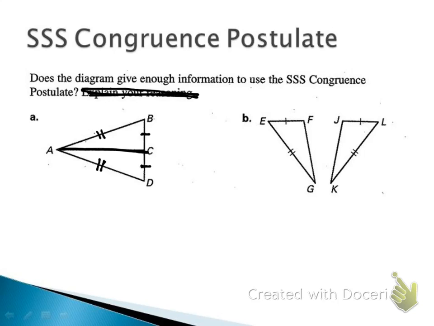So I can observe that these two sides are congruent, these two sides are congruent, and then AC is the same thing as itself. So do I know that the three sides in the first triangle are congruent to three sides in the second triangle? Yes. So this would be a yes. The side, side, side postulate works here.